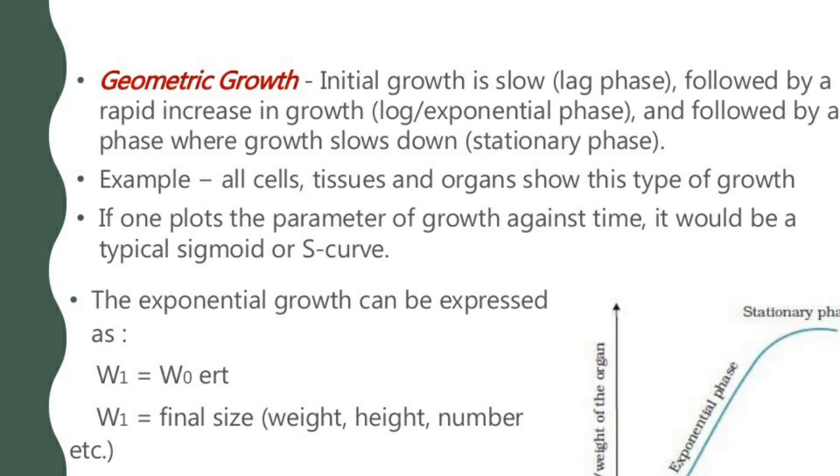Geometric growth. Initial growth is slow, that is a lag phase, followed by a rapid increase in growth, that is the exponential phase, and followed by a phase where growth slows down, that is a stationary phase. That is a sigmoid S curve type of graph in the case of this geometric growth. If one plots the parameter of growth against time, it would be a typical sigmoid S curve. The exponential growth can be expressed as W1 = W0 e^rt. W1, that is the final size, weight, height, number, etc.